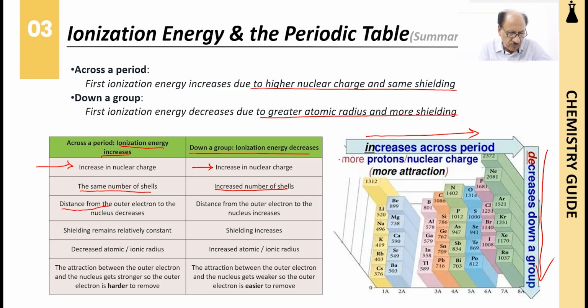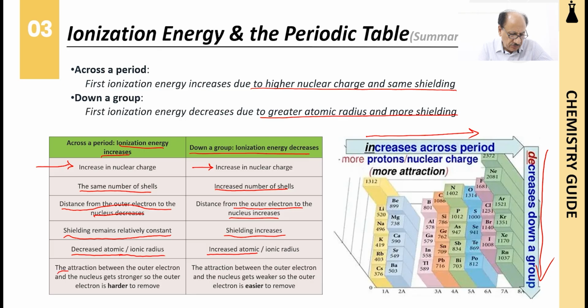When we are going down the group, the number of shells is increasing. So the distance from the outer electron to the nucleus decreases across a period, and the distance from the outer electron to the nucleus increases in case of a group. Shielding remains relatively constant across a period, while the shielding increases down the group. Atomic radius in case of atom, or ionic radius in case of ion, is decreasing across the period, whereas down the group the radius of atom or ion will be increasing.